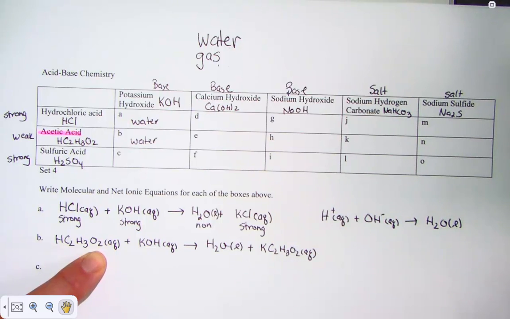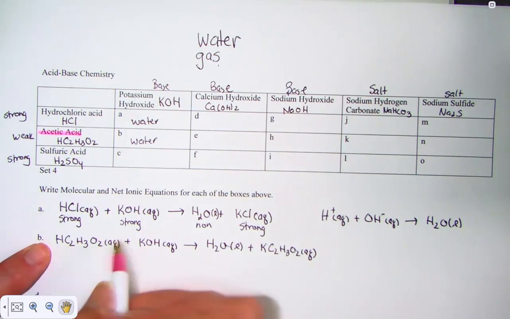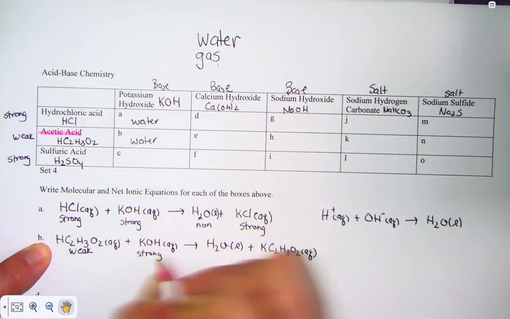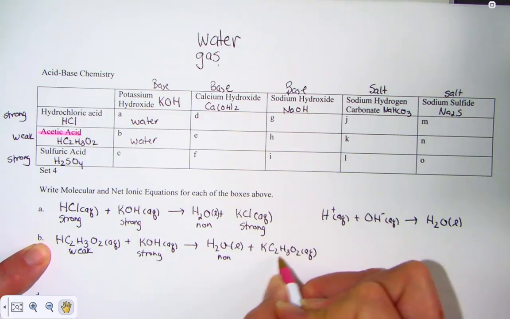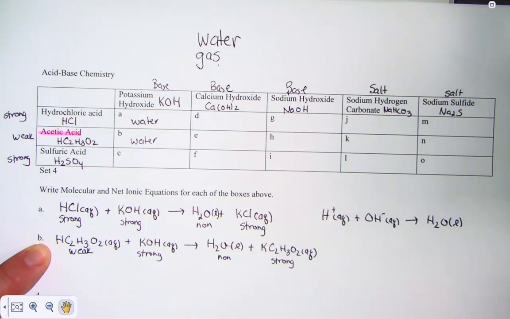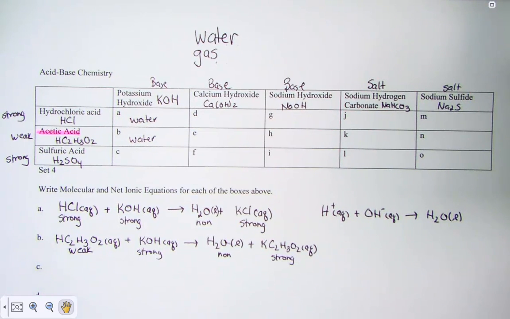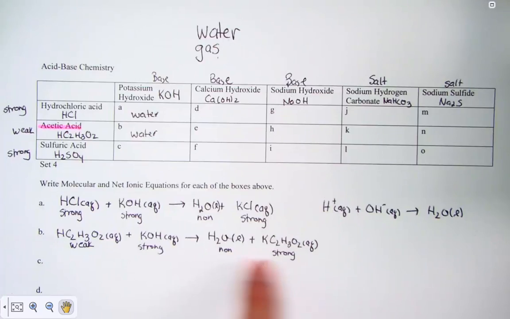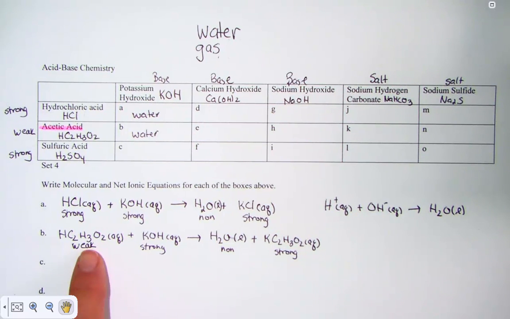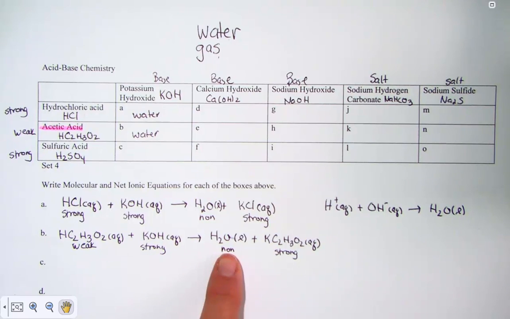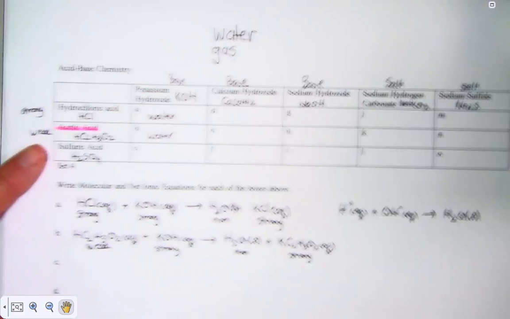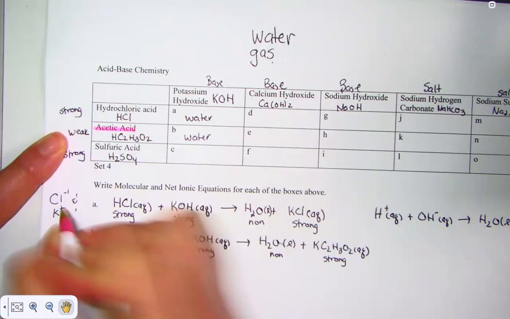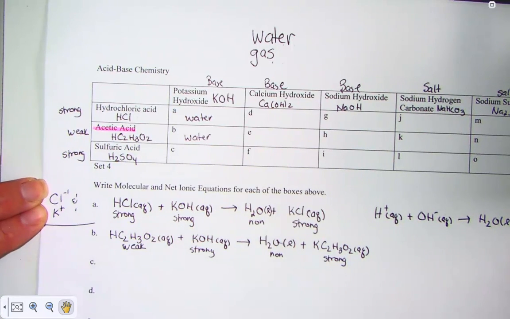KC2H3O2, aqueous. Now remember, we labeled acetic acid as a weak electrolyte. KOH was strong. Water is a non-electrolyte, and potassium acetate is a strong water-soluble salt. We only break apart the strong. Weaks we leave together. Break apart, leave together, break apart. Up above we had two spectators. We had the aqueous ion of chloride and we had the aqueous ion of potassium. Two spectators in that particular equation.